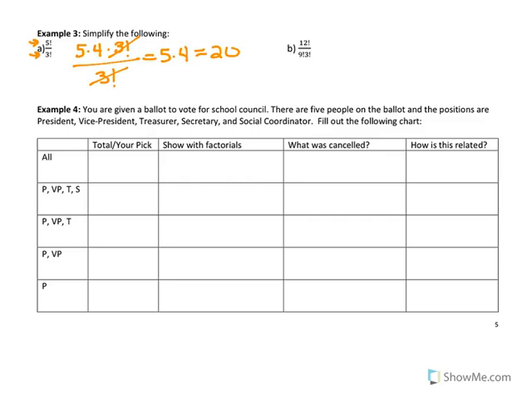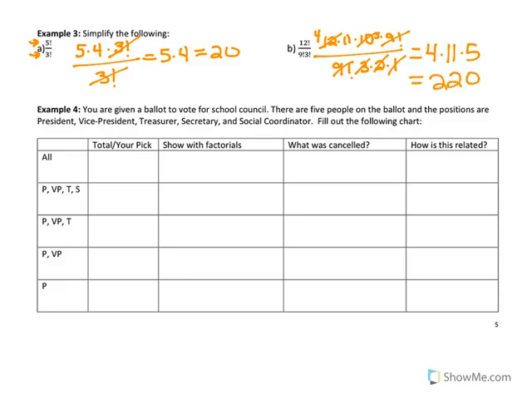Okay, 12 times 11 times 10. I'm going to stop at 9 factorial because I have a 9 factorial on the bottom. And I'm going to rewrite the 3 factorial. I'm going to cross out the 1 because it's just a 1. 12 divided by 3 is 4. 10 divided by 2 is 5. So I'm left with 4 times 11 times 5, which is 220. There are lots of different ways you can cancel, but that is an example of one.